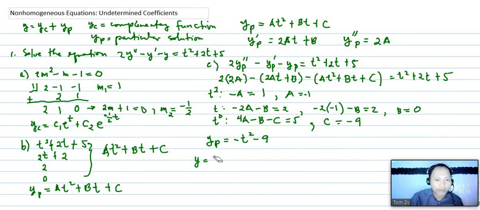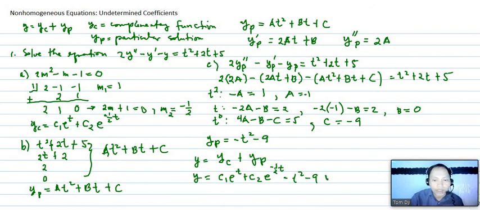I will erase this one. Okay, y sub c plus y sub p. Based from this value, we have c sub 1 e to the t plus c sub 2 e raised to negative 1/2 of t. And then y sub p, negative t squared minus 9. This will be our final answer.